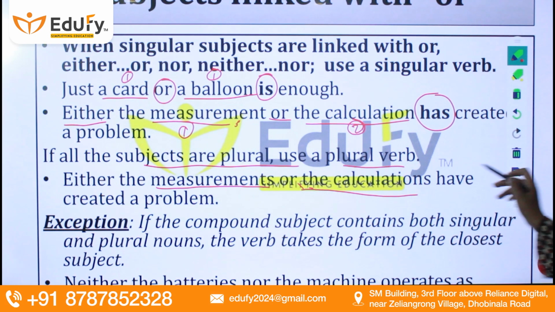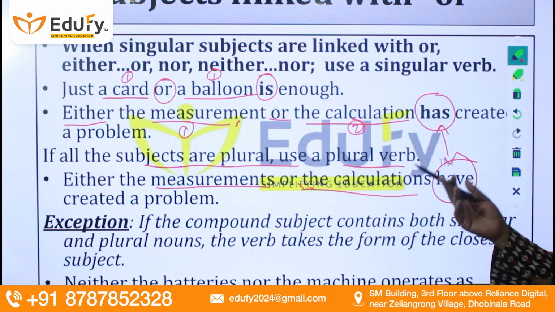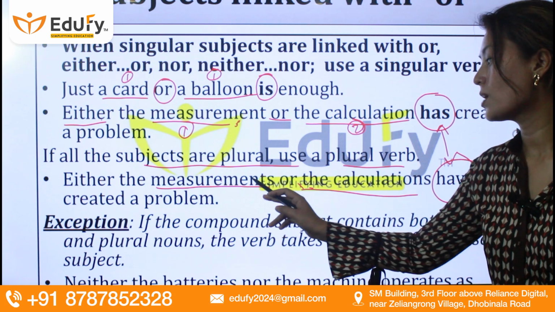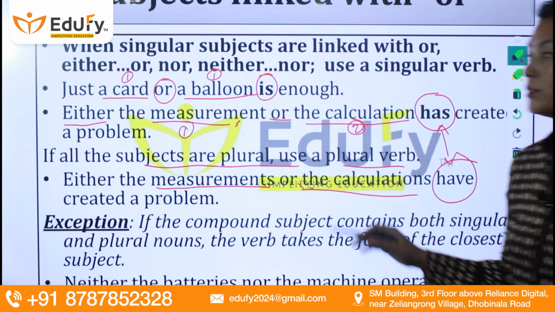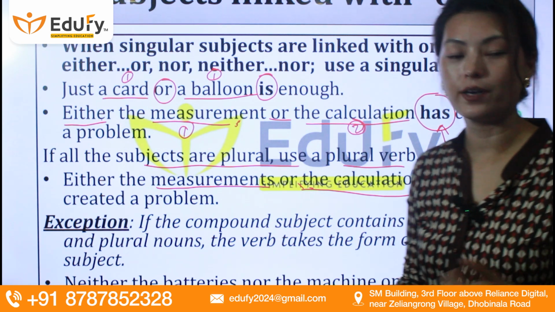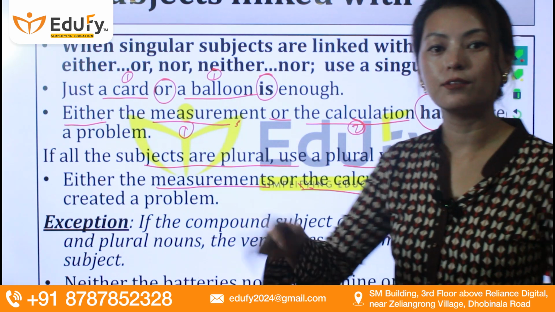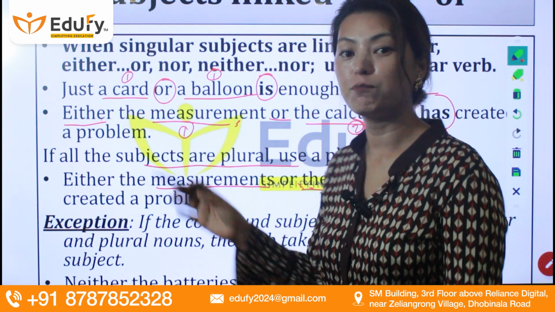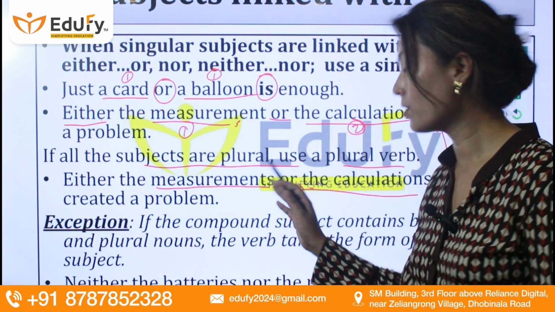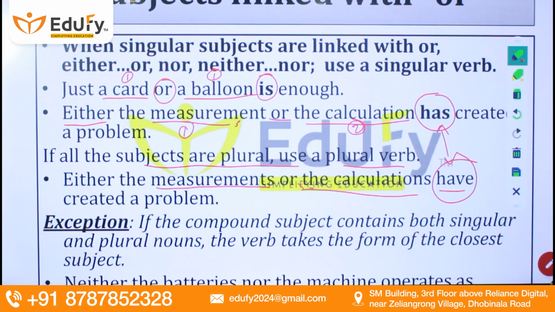What has changed now? The verb has changed from has to have. Why did that change? Because now the subjects joined by either or have become plural. So remember this point, when a subject is linked with or, either or, neither nor, and both the subjects are singular, then the verb will also be singular. If both the subjects are plural, joined by either or, neither nor, or, then you will use the plural verb.